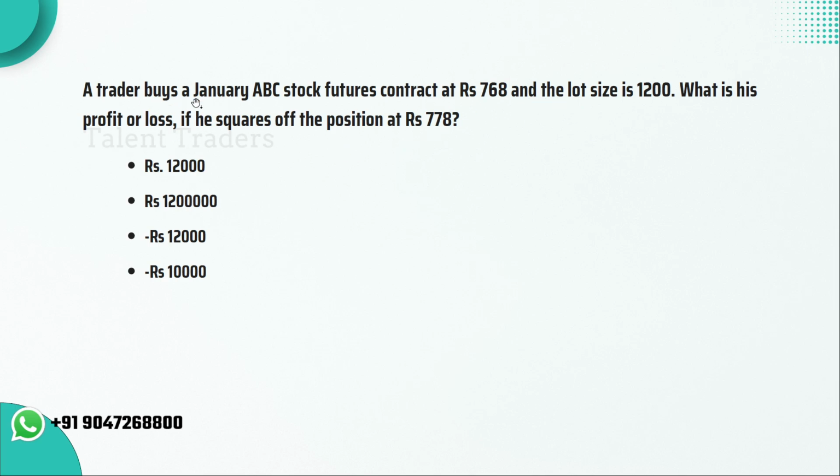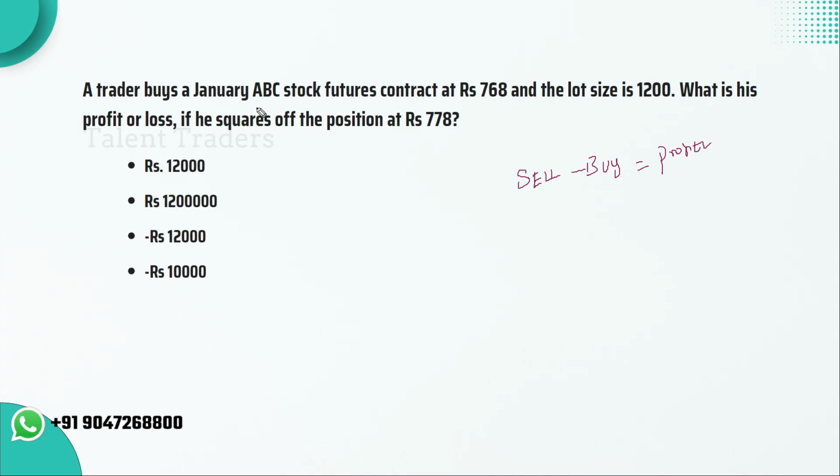For example, a trader buys January ABC 768 and the lot size is 1200. What is the profit or loss if this position is squared off? While calculating profit or loss, there is one simple formula: whatever the prices given, the logic to use is sell minus buy, and you will get the profit. A calculator is allowed in this exam, so you can use it. First you need to find out the position.